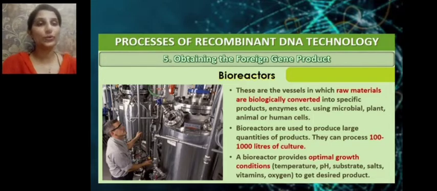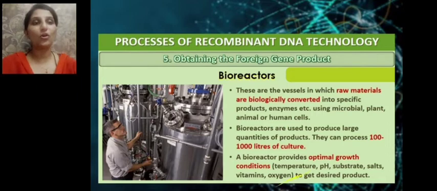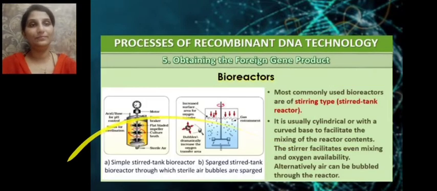Bioreactors are used to produce large quantities of products. They can process 100 to 1000 liters of the cultures. A bioreactor provides optimal growth conditions for the host cell to multiply, like the temperature, pH, substrate, salts, vitamins, oxygen, all the suitable conditions which are necessary for the organism to multiply. Growth conditions are provided so that we get the desired product.